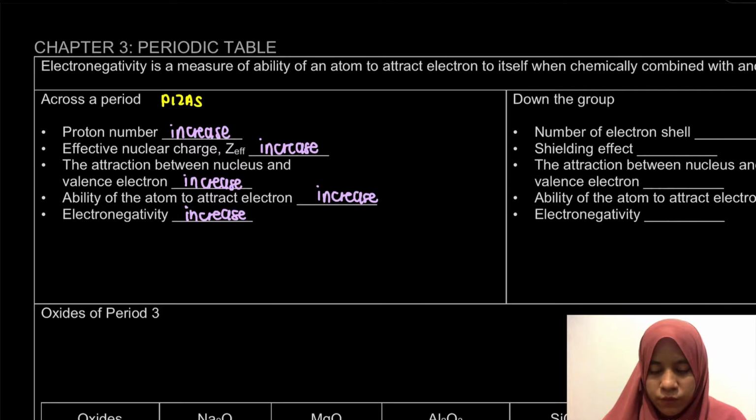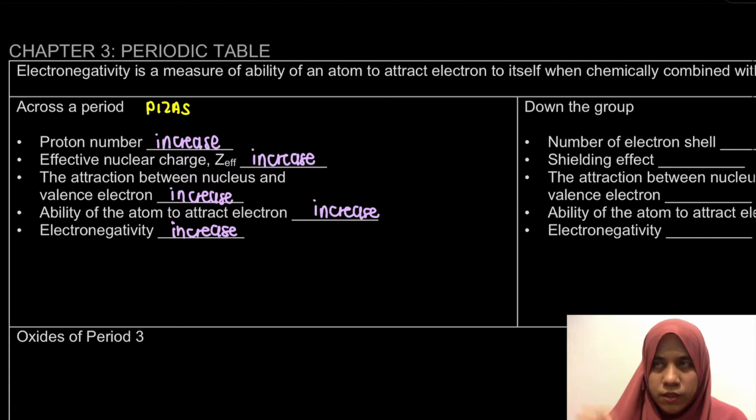Okay, this is the most famous one, and we will see it a lot in chapter 3 and chapter 4 later. Electronegativity increases across the period. In period 2, it is carbon, nitrogen, oxygen, fluorine. So this is across the period.